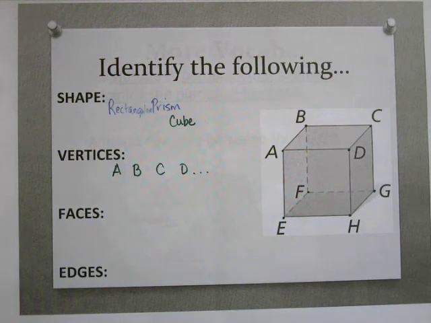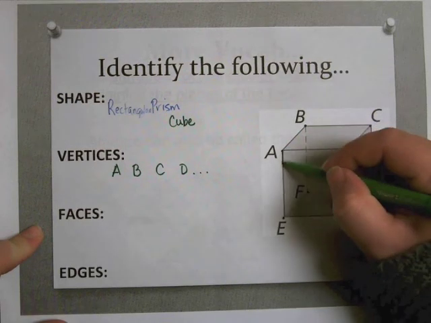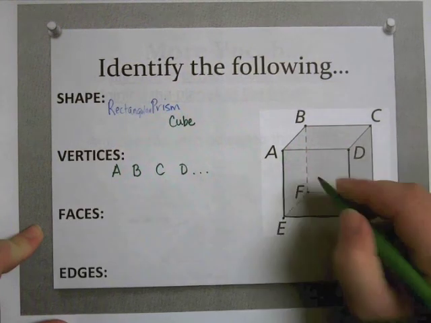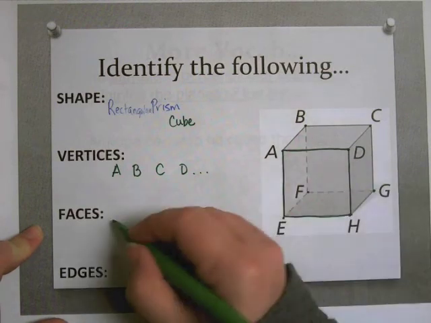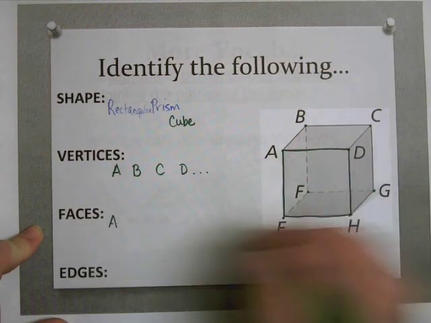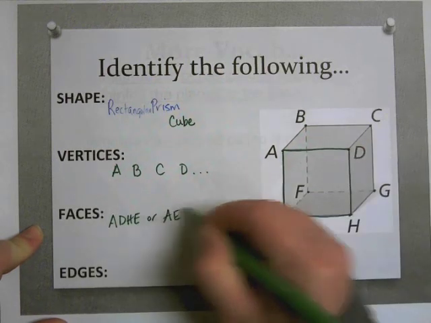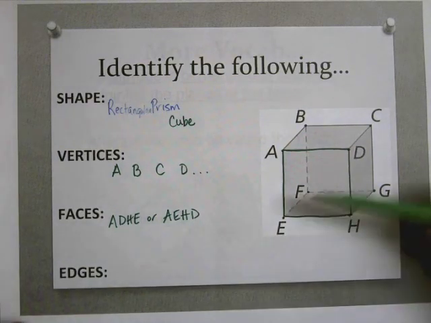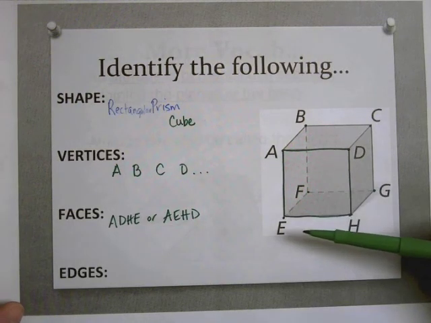Our faces are all either rectangles or squares, whatever you want to say that they are, but we still name them the same way. If I want to name this front face, I'm going to do this so you can get a better idea. This one right here, you remember you name it in order. So I'm going to start with A, so I can either call it ADHE, or I could call it AEHD, one of the two. Doesn't matter, and there's also other names if you started with E or H, as long as you start with one and you work your way around.